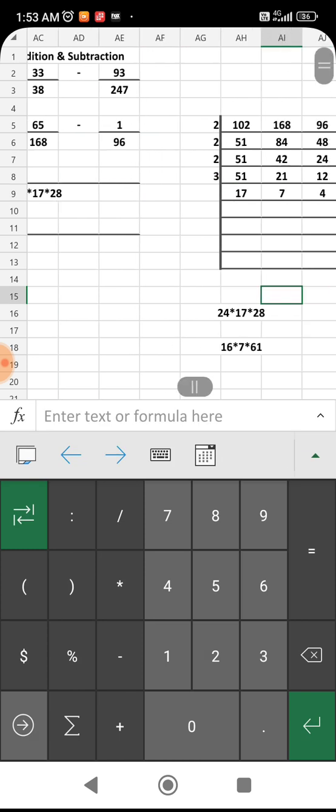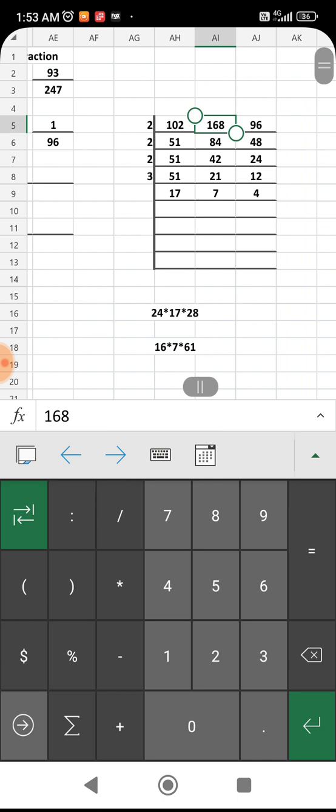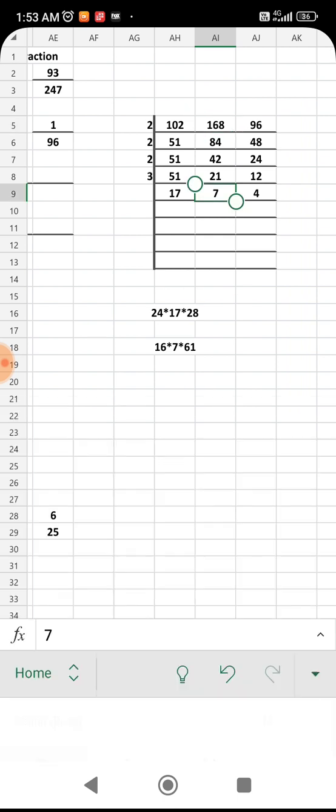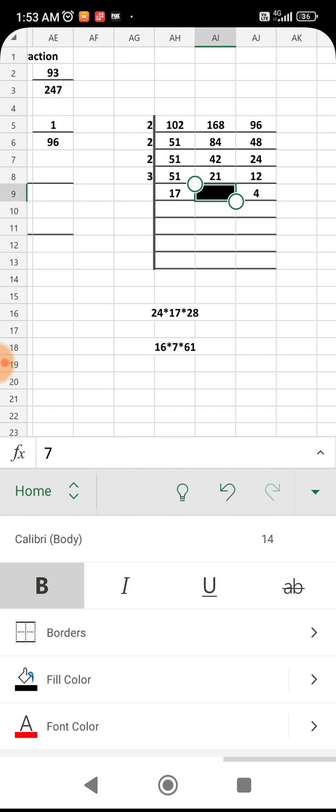Now 168. This is 168. So 7 must be covered. Okay. And next, for these two it is changed. For these two it is changed. For these three it is changed. So multiplication of these numbers is 168.